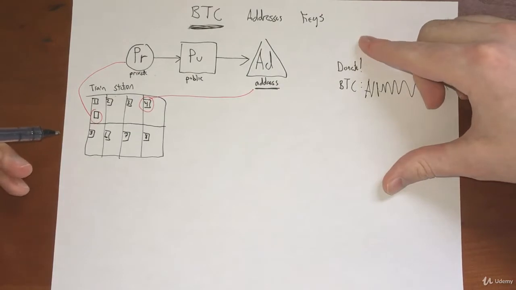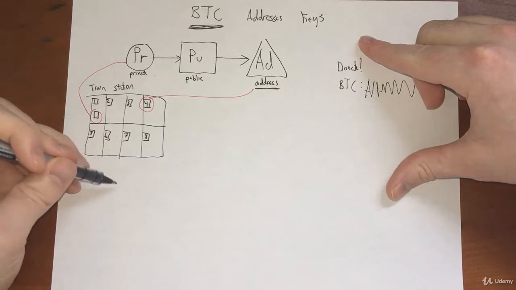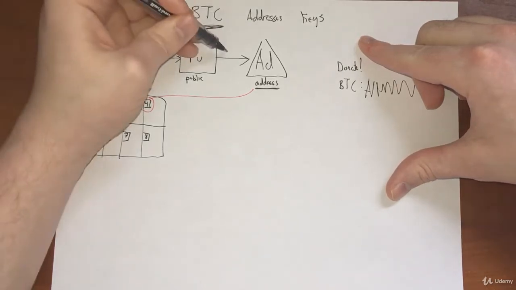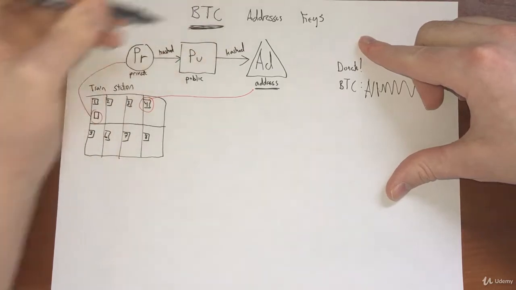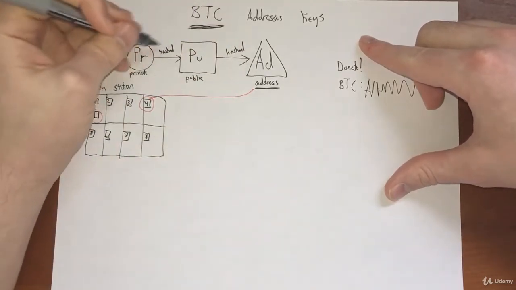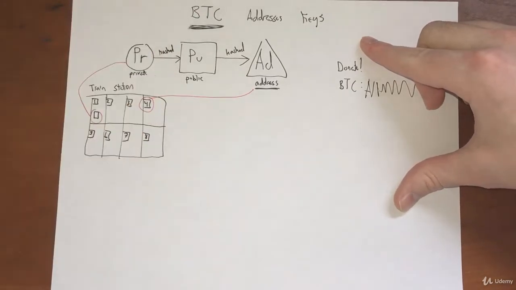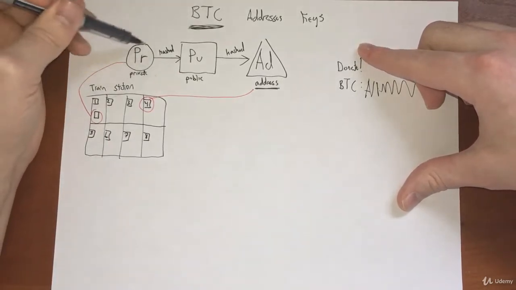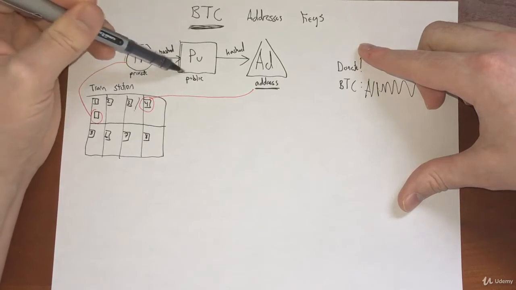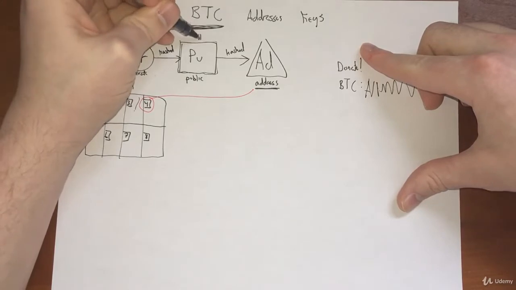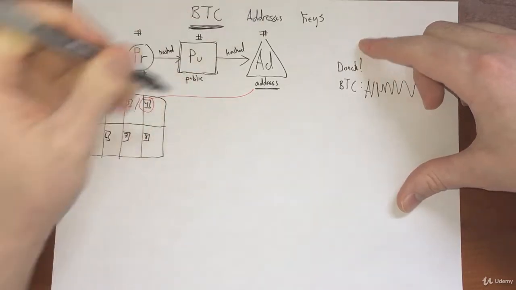The private key is hashed to get the public key, and then the public key is hashed to get the address. And how it's hashed, how many times it's hashed, is not that important. What you need to know is that however many times you hash this number, you're always going to get the same result. And all three of these are just numbers. Private key is a number, public key is a number, address is a number.